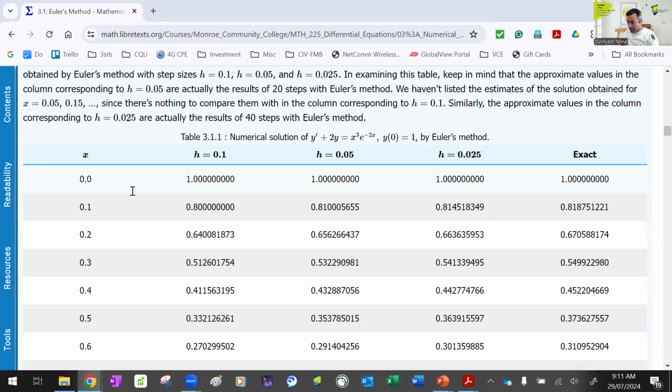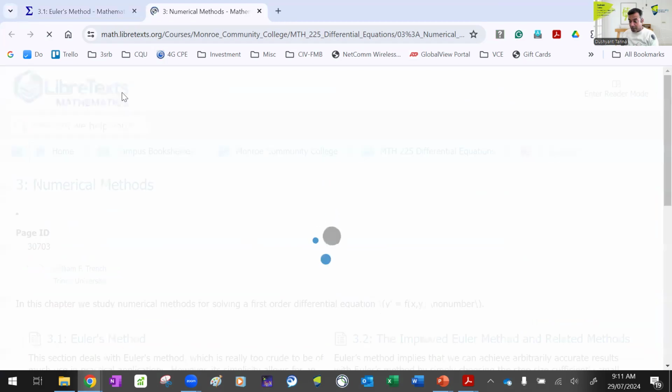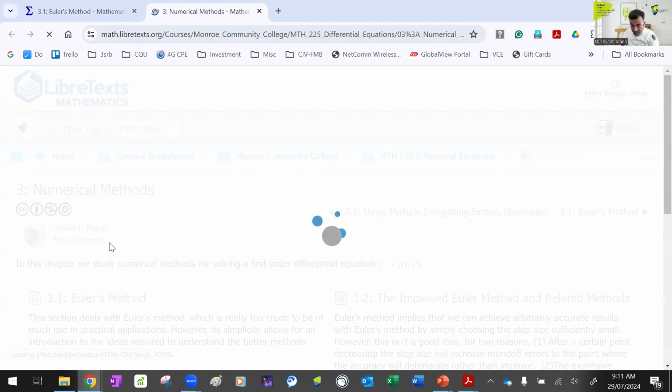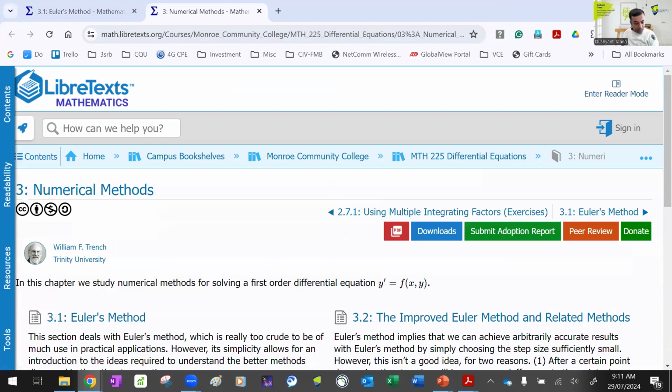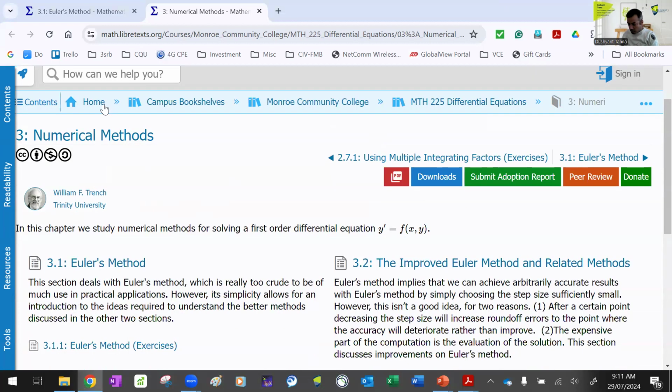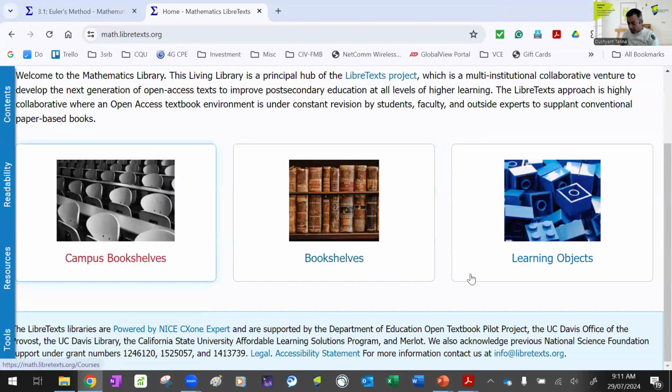I'll quickly take you to the beginning of it. So this is Euler's method. As you can see, it's a whole unit based on numerical methods. It is from Texas, from Trinity University. Up here you can go for the whole thing, and here is the learning object, campus, bookshelf.